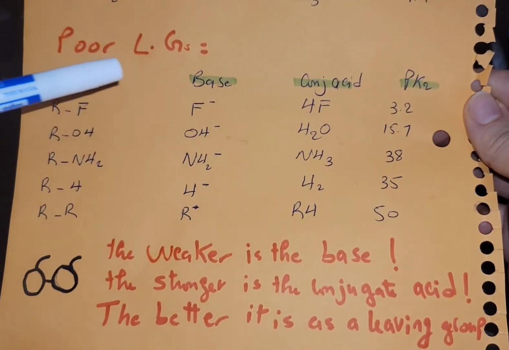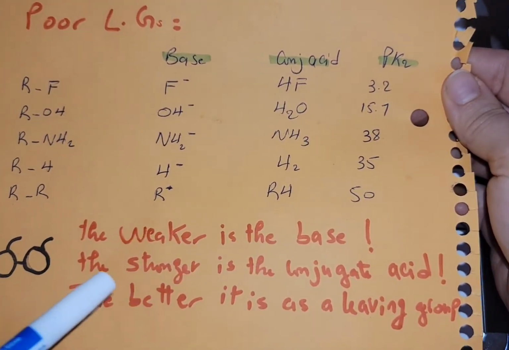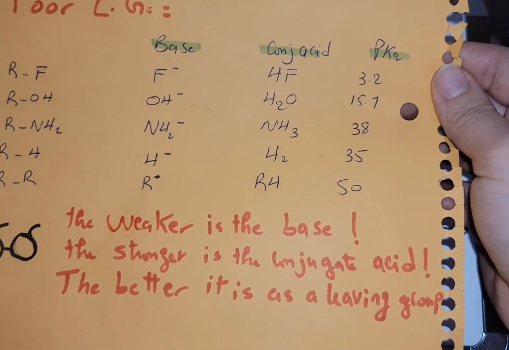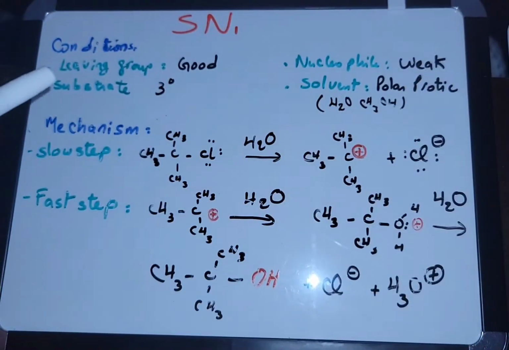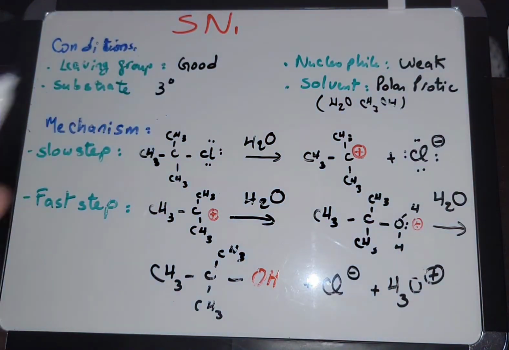And here are the poor leaving groups. So the weaker the base, the stronger the conjugate acid, and the better it is as a leaving group. So if we have a poor leaving group, then no reaction will happen. This is the first condition.